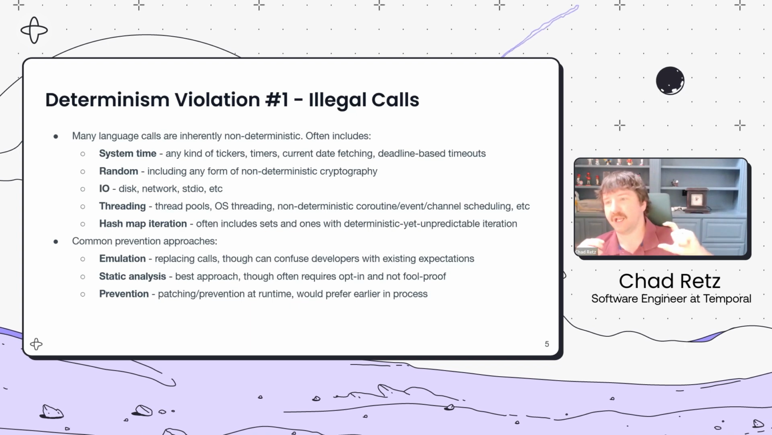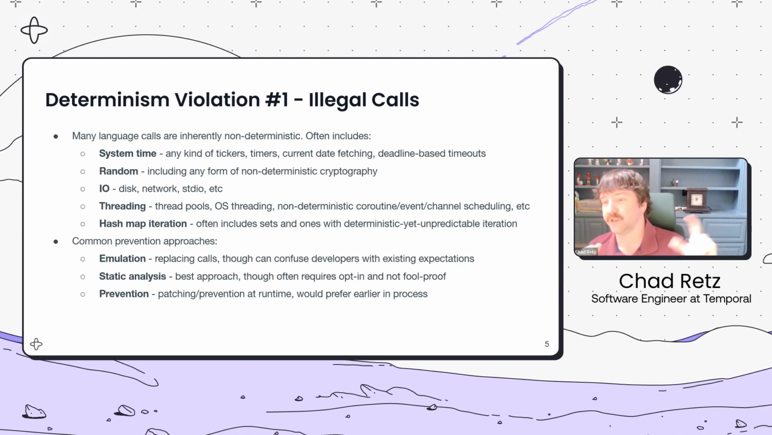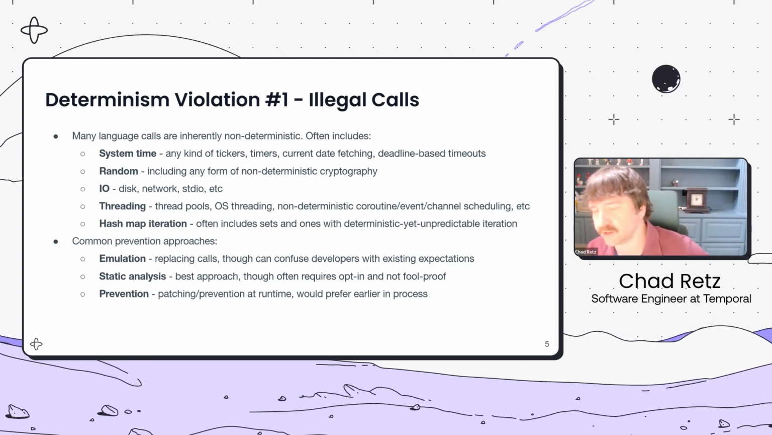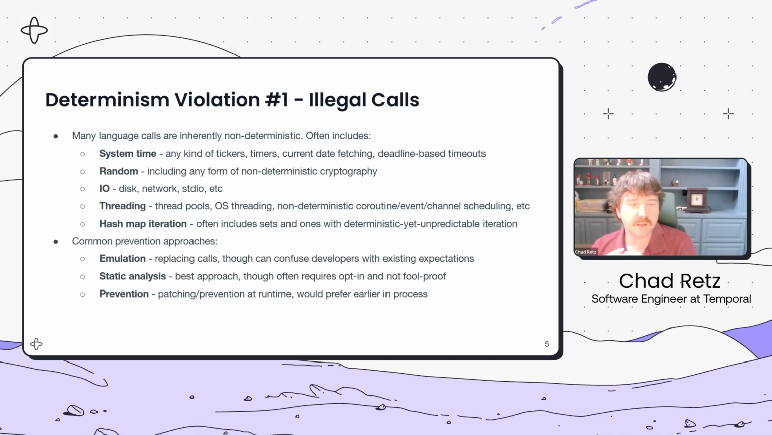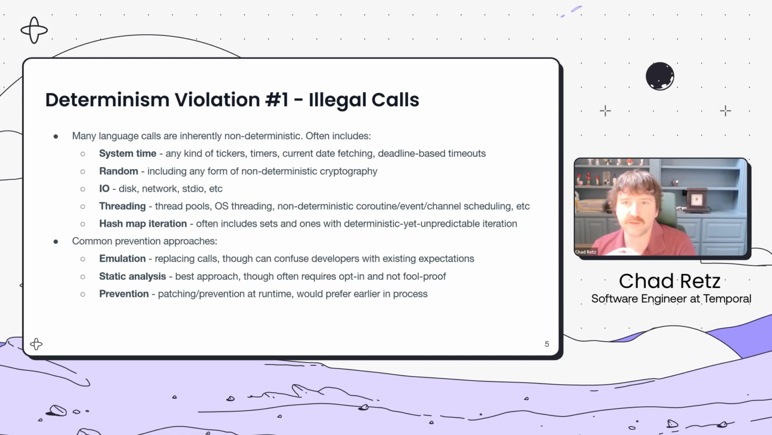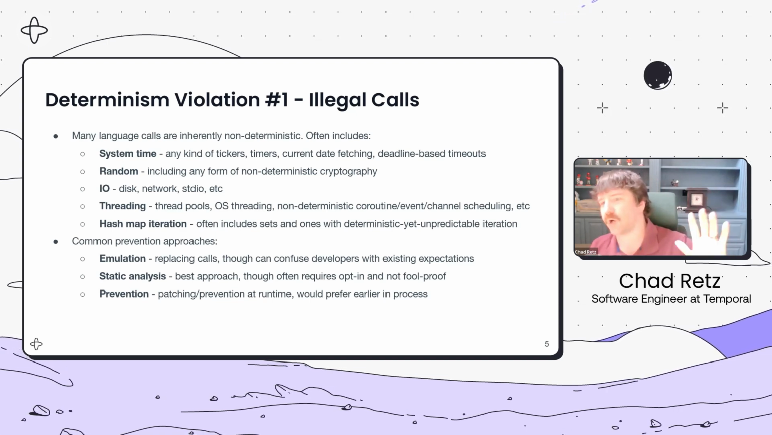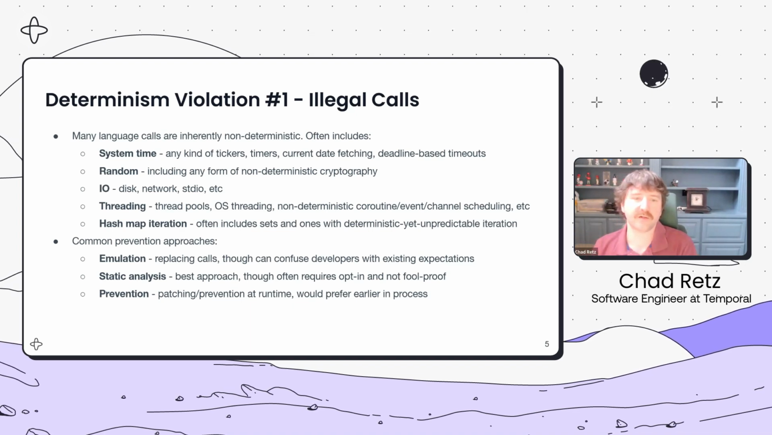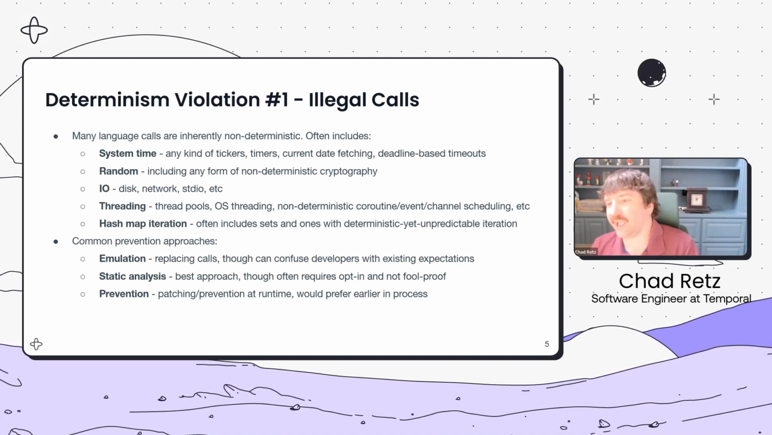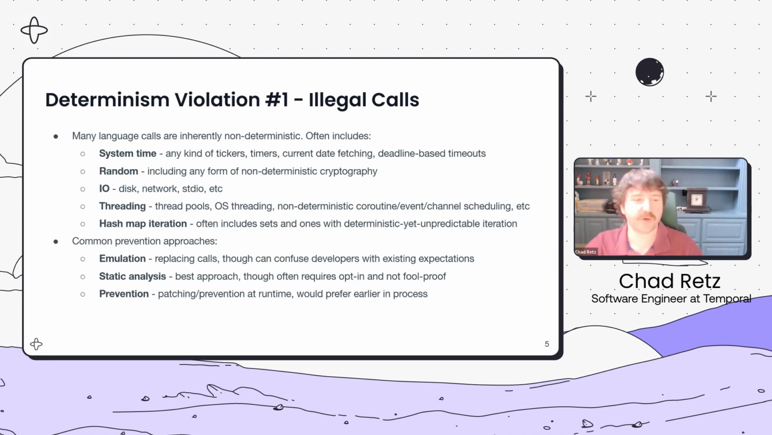We can use static analysis. Static analysis is a lot of times the best approach, especially in typed languages or in dynamic languages where you use type hinting. And then we could also prevent them. So we could basically say, you tried to ask for the current time, that's not allowed. Some languages allow this more than others. Unfortunately, this only catches it at runtime, so it's not always the best approach.